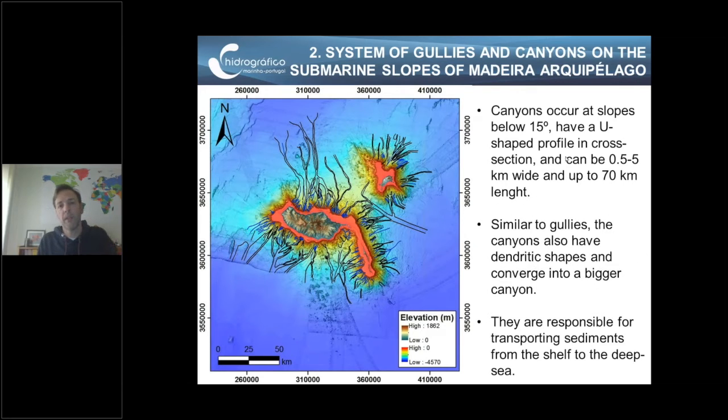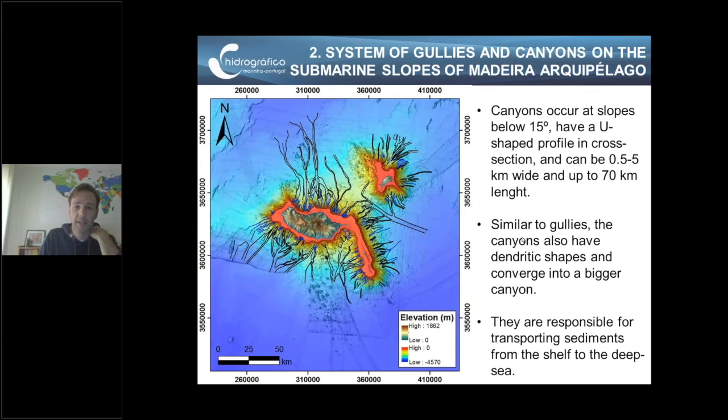The canyons occur at the deeper parts of the slope. Normally, gradients below 15 degrees, they have normally a U-shaped profile in cross section, and they can be 500 meters to 5 kilometers wide, such as this one or that one. And as I said before, they can reach 70 kilometers length, although here I suppose they will reach much more.